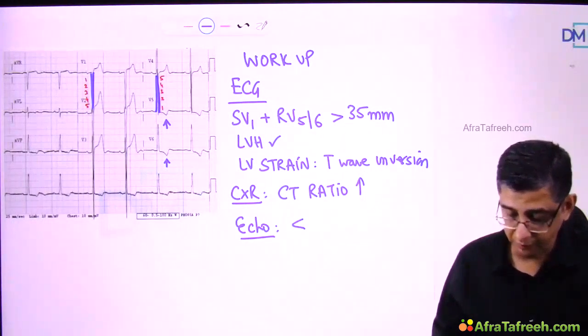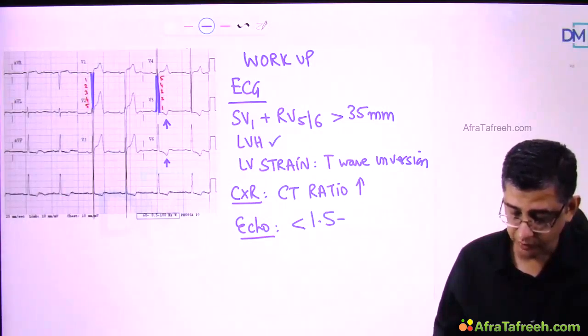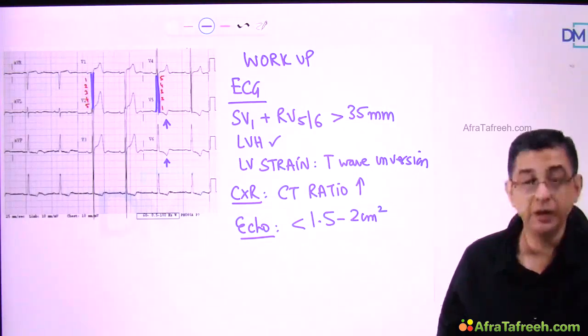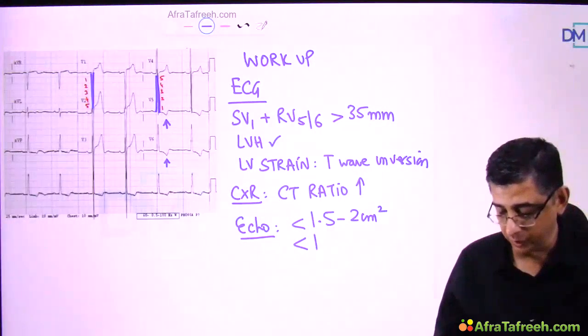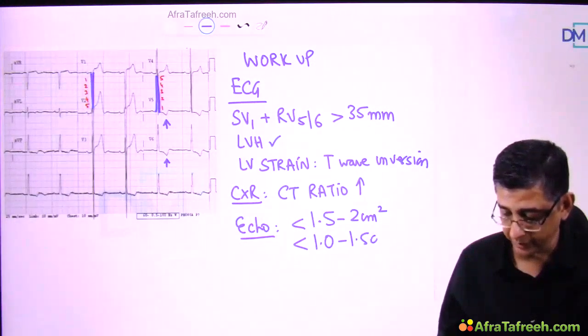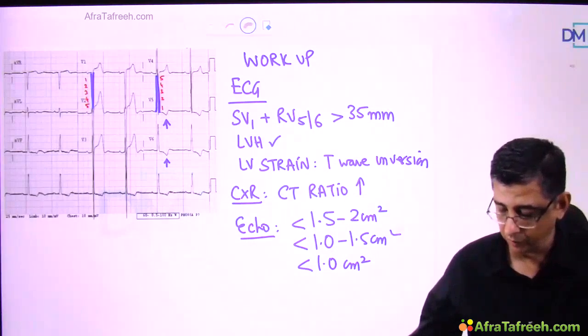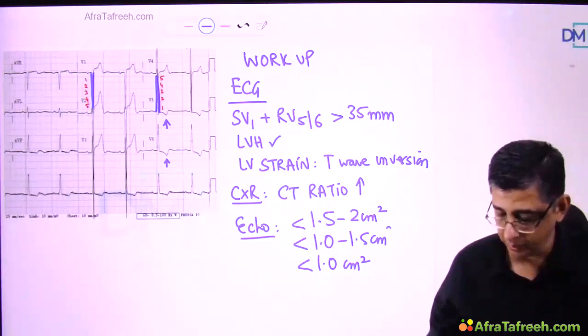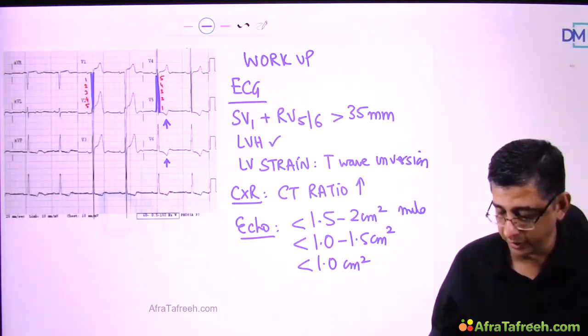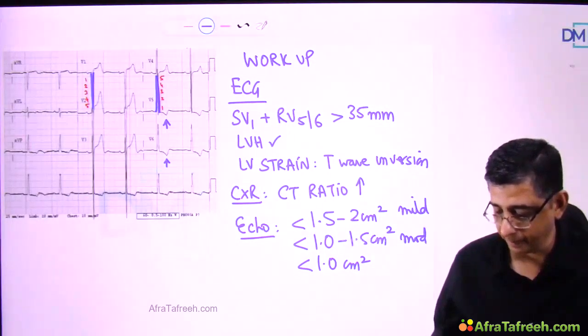If the size of the valve is between 1.5 to 2 square centimeter, we will say mild. If it is between 1 to 1.5, we will say it is moderate. And if it is less than 1 square centimeter, then we will say that the patient has the severe variety of valvular aortic stenosis. So it would be mild, then moderate, and then the severe variety.